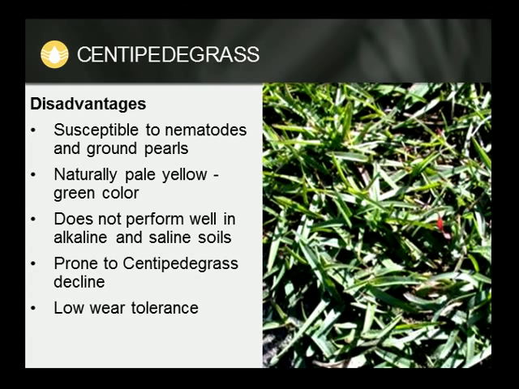Disadvantages of centipede grass. Centipede grass is highly susceptible to damage from plant parasitic nematodes, especially ring nematodes, and the scale insect known as ground pearls. Historically, nematode damage limited the use of centipede grass in South Florida's sandy soils. Most centipede grass cultivars have a naturally pale yellow-green color and are prone to iron chlorosis, yellowing of leaf blades. It has poor salt, wear, and freeze tolerance.